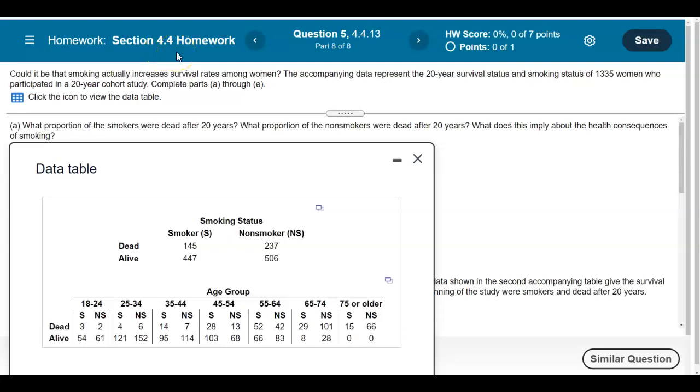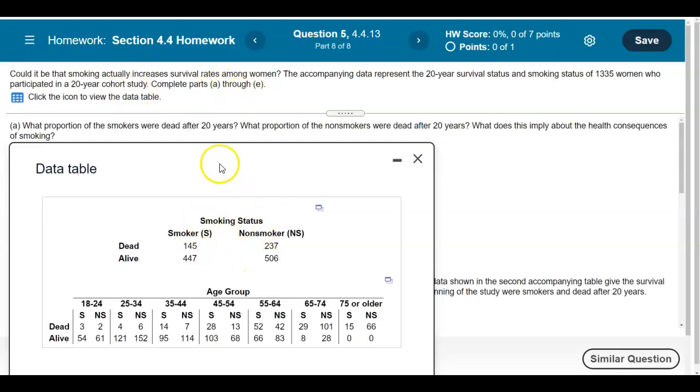Section 4.4 homework, 4.4.13. Could it be that smoking actually increases survival rates among women? The accompanying data table represents the 20-year survival status and smoking status of 1,335 women who participated in a 20-year cohort study. We're going to complete parts A through E.